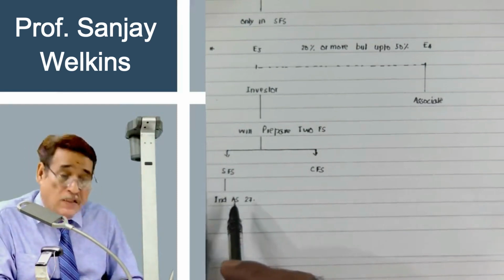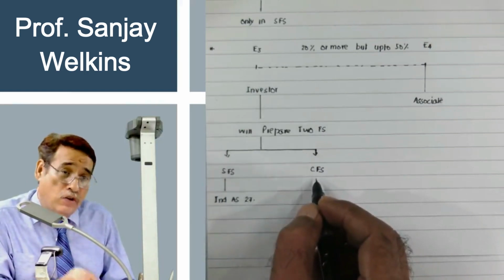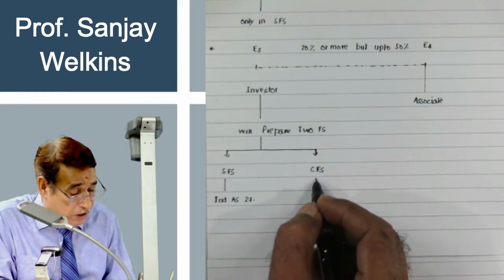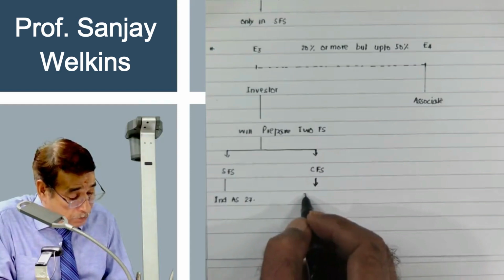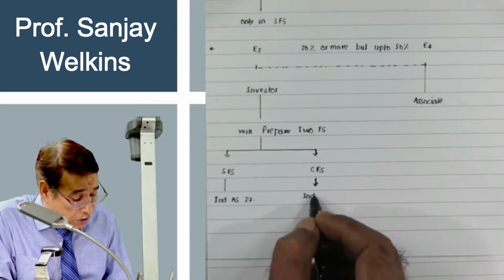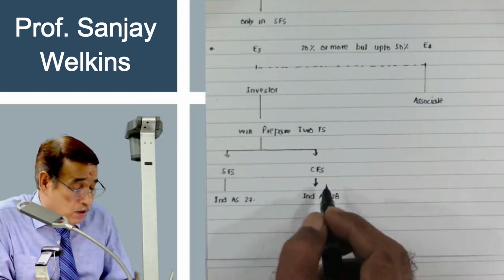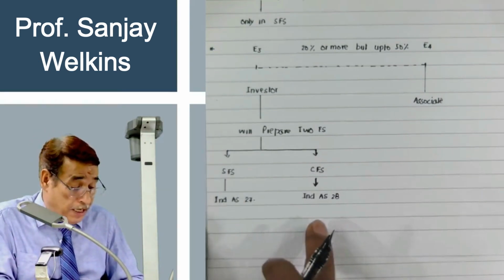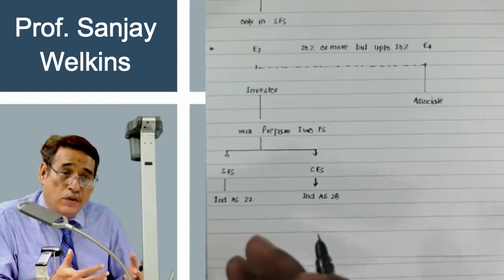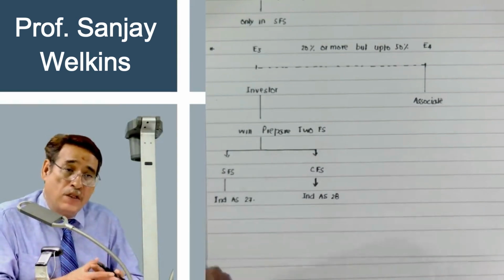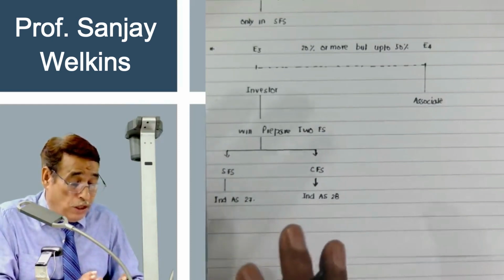So Ind AS 27 now will come into play, and the investor will also have to prepare the consolidated financial statement. However, the consolidated financial statement will be prepared as per Ind AS 28. When we study Ind AS 28, over there we are going to study how the consolidated financial statements are prepared under Ind AS 28. These are very, very important points which you need to understand.